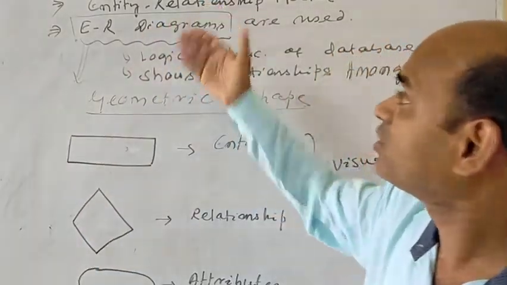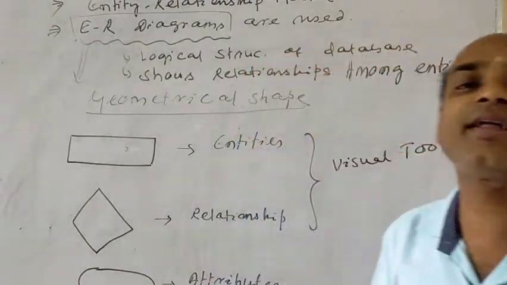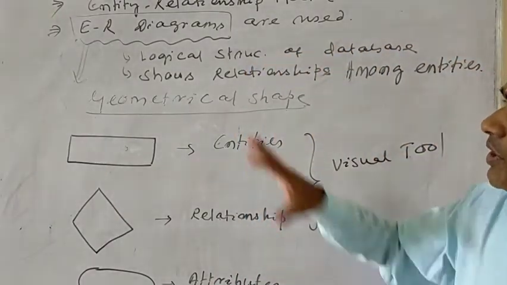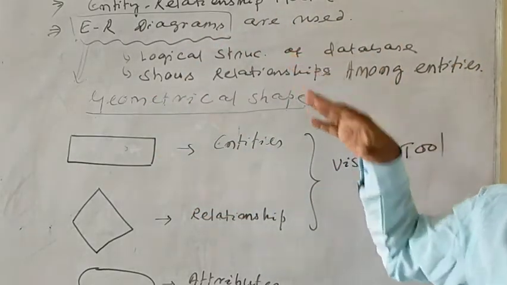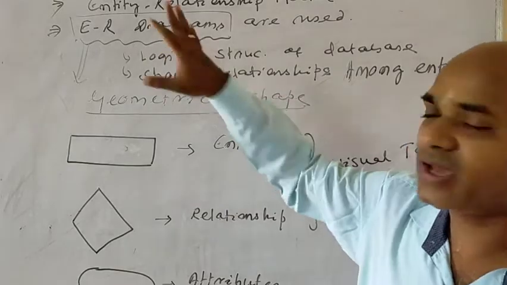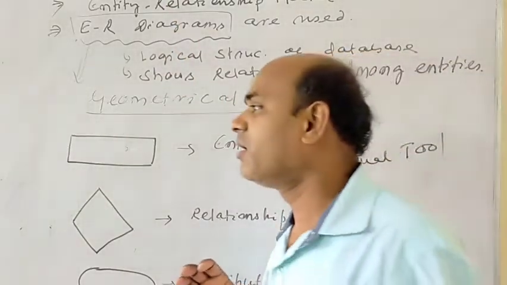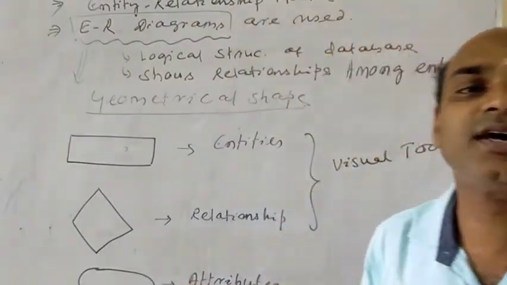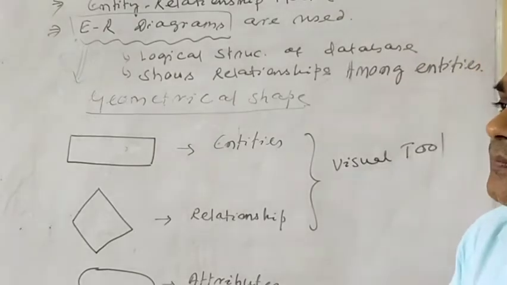These are entity relationships. So here entities are related. How they are related, how they are stored, every logical structure of the system will be represented by this ER diagram. So the ER model uses this ER diagram. Okay. So the ER model uses this ER diagram.